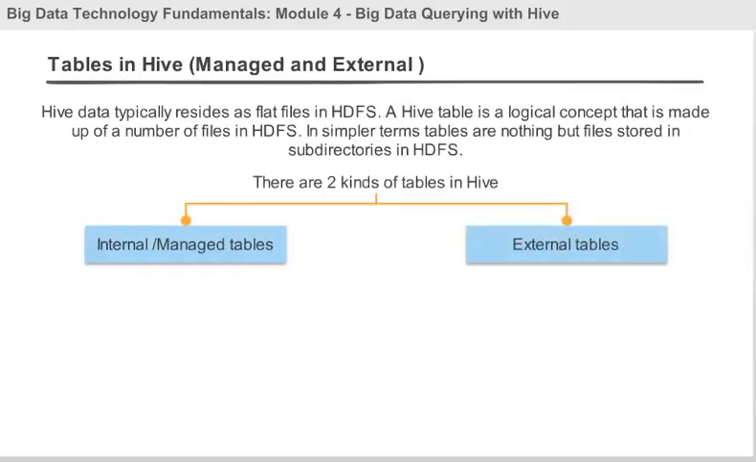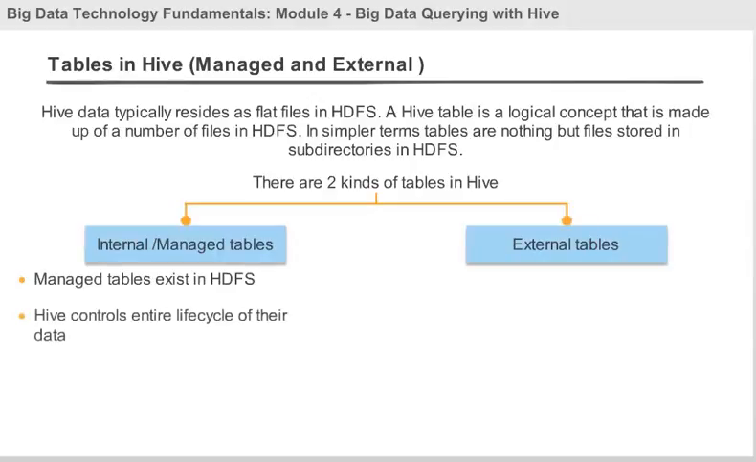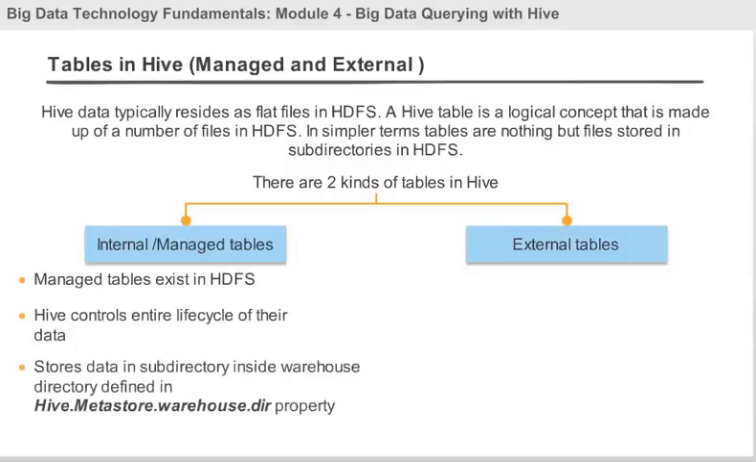As the name suggests, internal managed tables exist in HDFS, and Hive controls the entire life cycle of their data. Hive stores the data for these tables in a subdirectory inside a warehouse directory. With internal tables, the data and table are tightly coupled. When an internal table is deleted, both table and the data, including the metadata, are deleted by Hive.